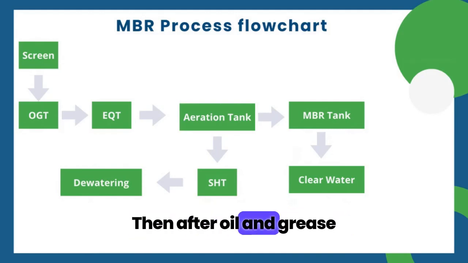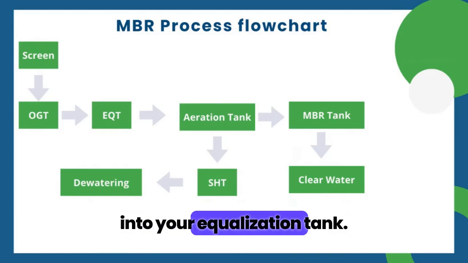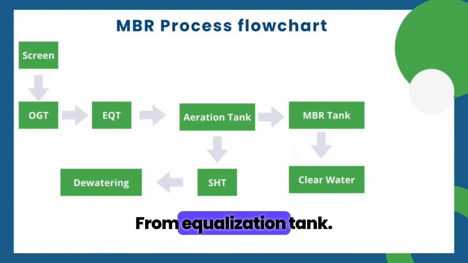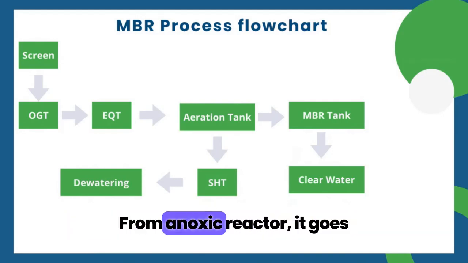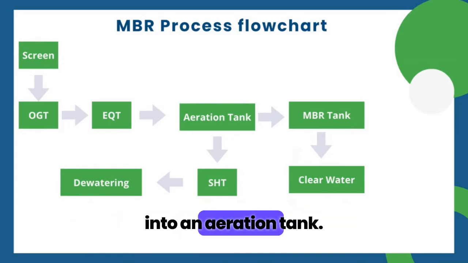Then after the oil and grease tank, the water goes into your equalization tank, right? From the equalization tank, some membrane manufacturers insist on having an anoxic reactor. From the anoxic reactor, it goes into an aeration tank.